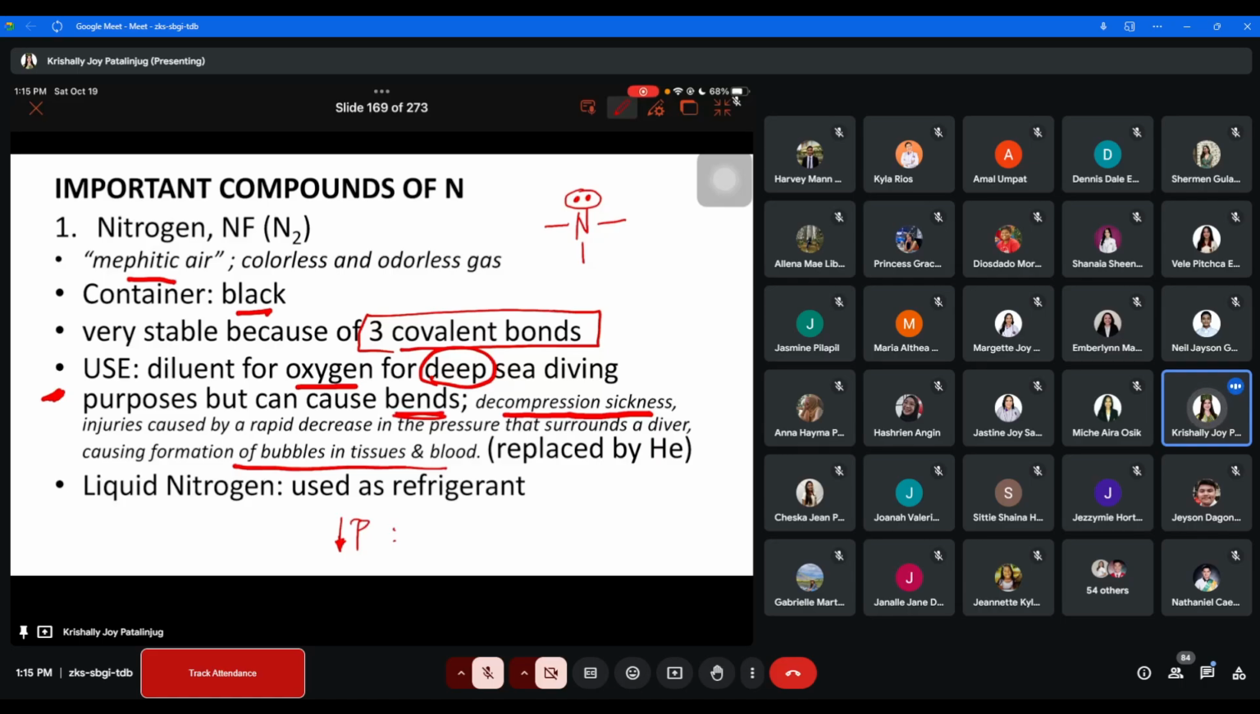Kaya ang nangyayari, yung way ng pag-remove out ng nitrogen from the bloodstream is in a bubble form. Okay? So mag-bubble siya sa blood, sa bloodstream, sa tissues. Kaya tendency pwede siyang makablock, halimbawa sa blood vessels, etc. Hindi normal kung bubbles ang mahitabo sa bloodstream. Okay? Formation of bubbles. So yan yung drawback with using nitrogen as diluent for oxygen for sea divers. Kaya replacement para ma-prevent yung bends or decompression sickness, it is replaced with helium. And ito nasabi na kanina ha, yung liquid nitrogen again is as refrigerant for cryogenic preservation.